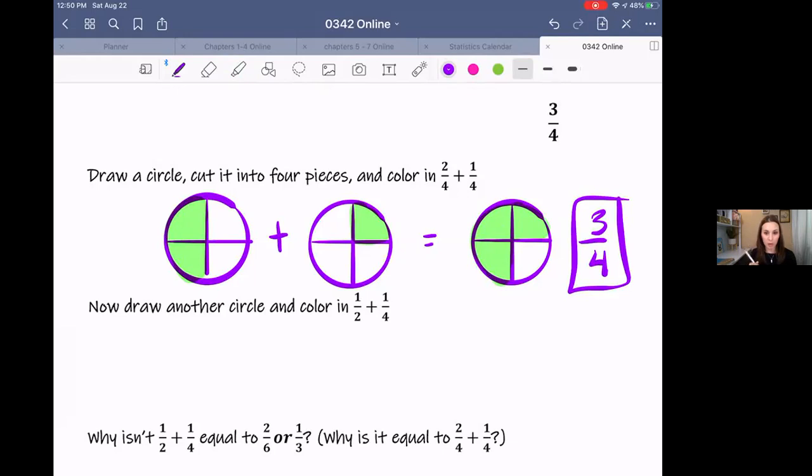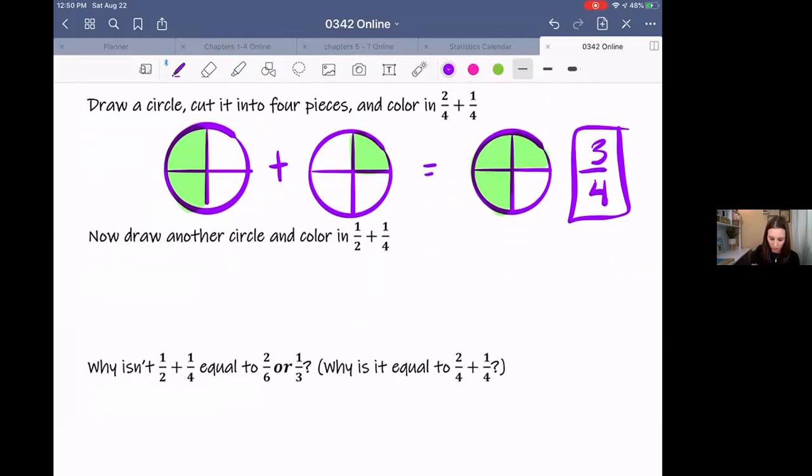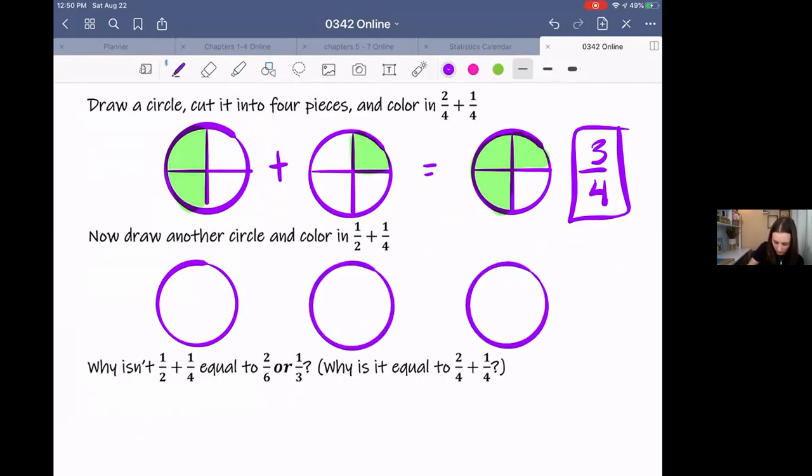Now let's look at a different problem, 1/2 plus 1/4. I'm going to do the same process. Circle, whoops, circle, circle, adding these to equal that. The first fraction says 1/2. So there's only 2 parts to this circle. The next one has a denominator of 4. And then I'm going to leave the last one blank because I want to show you what's happening here. So it says 1/2 plus 1/4.